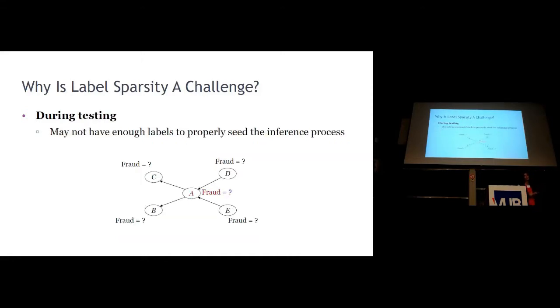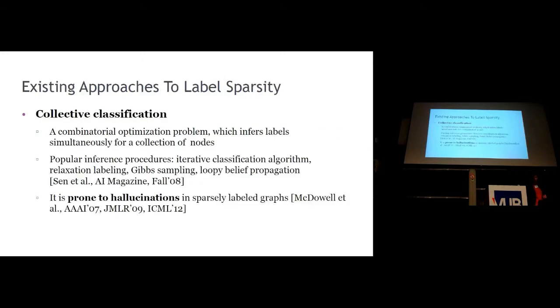And then during testing, so this would be during inference, you may not have enough labels to actually seed the inference process and, for example, have a value for a feature that is neighbor dependent.